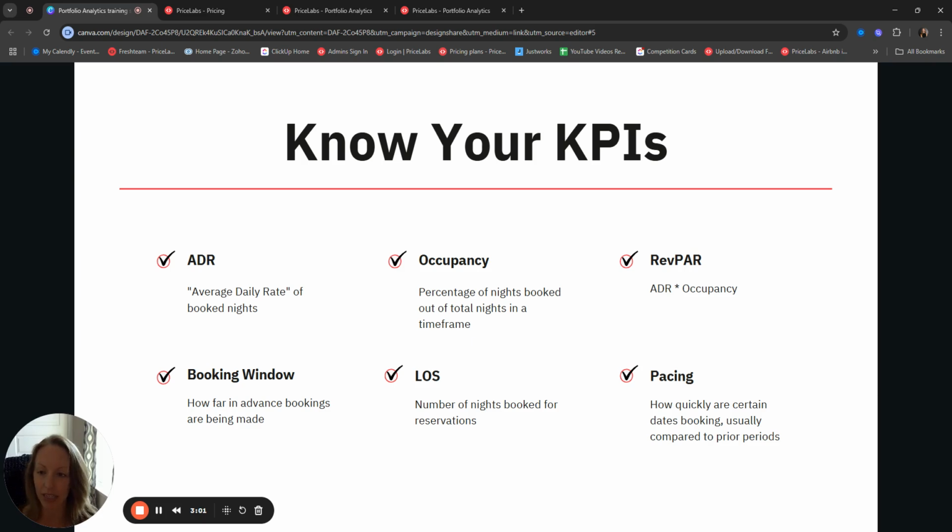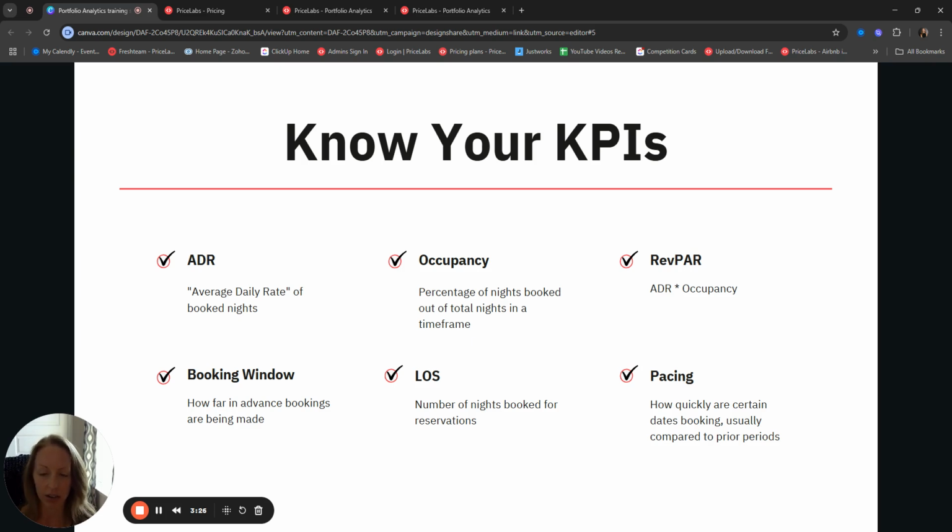RevPAR mathematically is your ADR multiplied times your occupancy. And RevPAR stands for revenue per available room. It is, by and large, my favorite of the KPIs. I think it is the one KPI that can give you the truest picture of performance, because if you look at ADR and occupancy alone, that's not giving you the whole story.